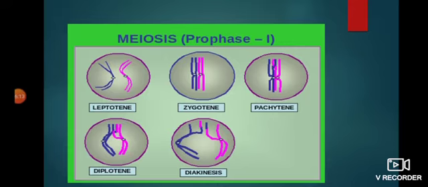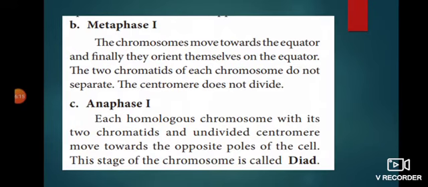Then metaphase 1. The chromosomes move towards the equator and finally they orient themselves on the equator. That is, the chromosomes are arranged at the center of the cell. The two chromatids of each chromosome do not separate. Here the centromere does not divide.